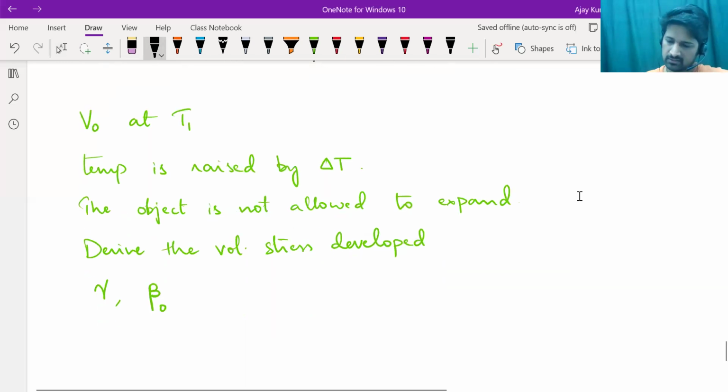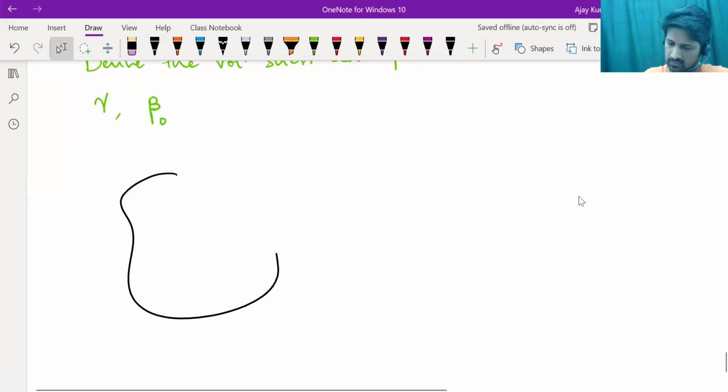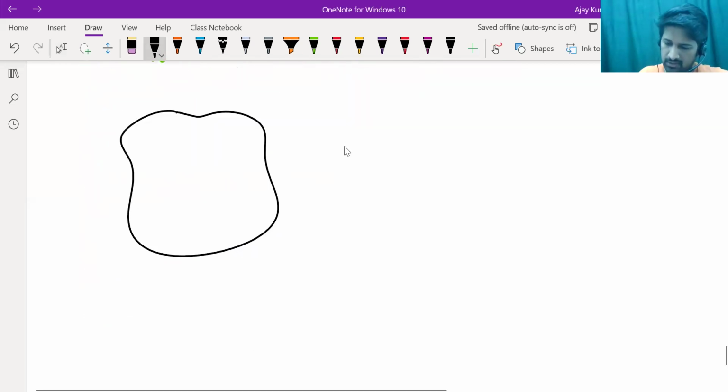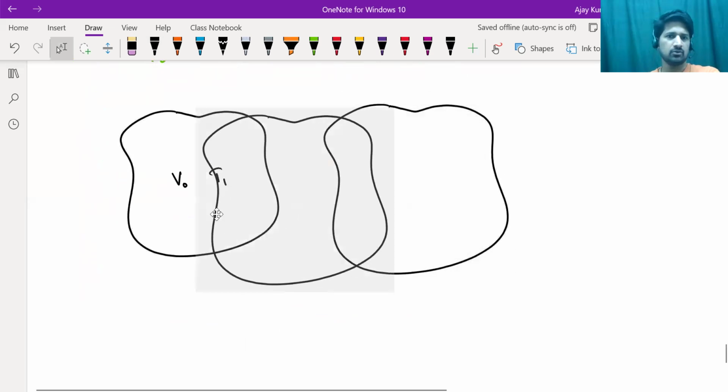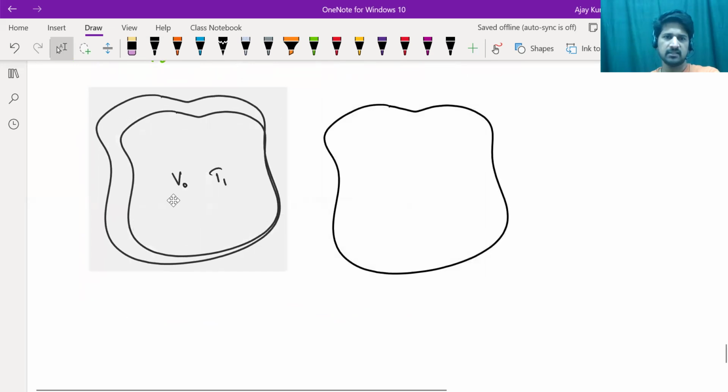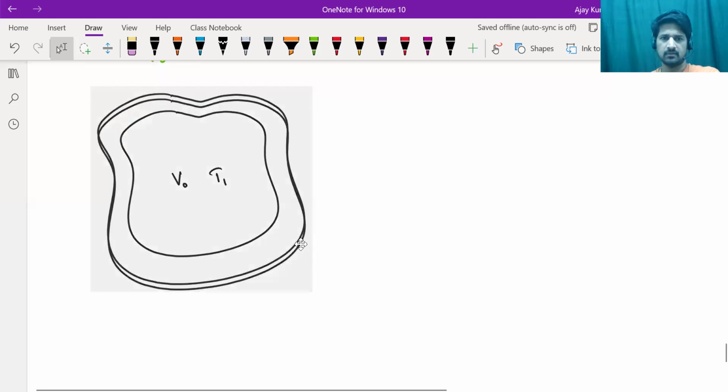Okay. See, suppose there is an object. You can take an object of any random shape. Let's say this is the initial volume V naught at temperature T1. If you raise the temperature, this object would expand. It will expand in all directions. On the screen, it looks like areal expansion, but you have to imagine it in 3D. Okay, in 3D, it will be volume expansion.